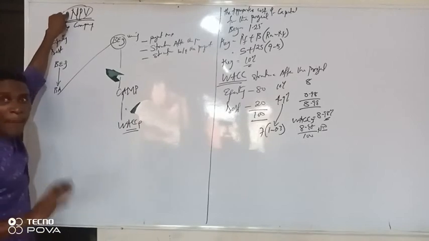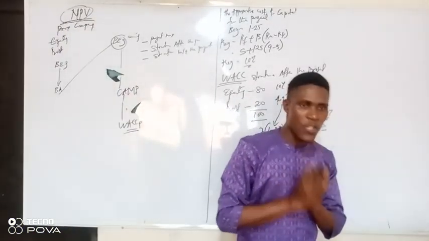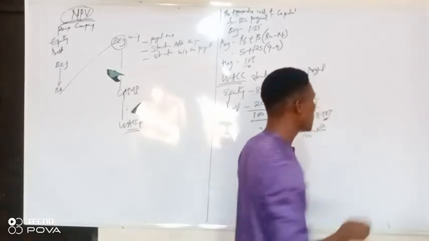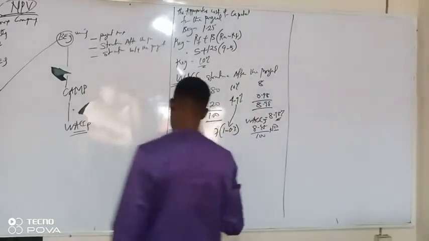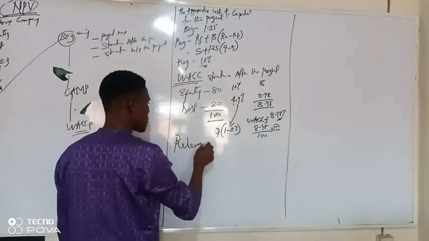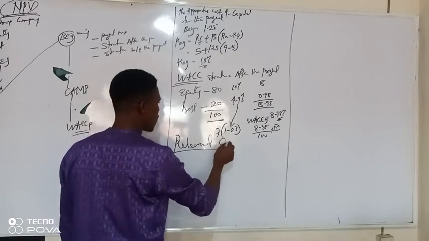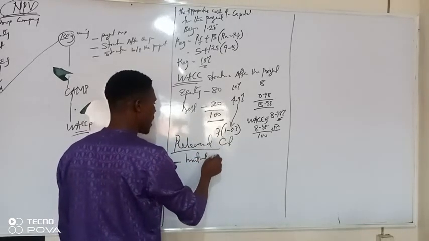NPV. Okay, let's talk about NPV now. We are adding more cost factors now, Abi. Let's get our NPV properly. Our relevant costs for this NPV now. Number one, initial outlay.